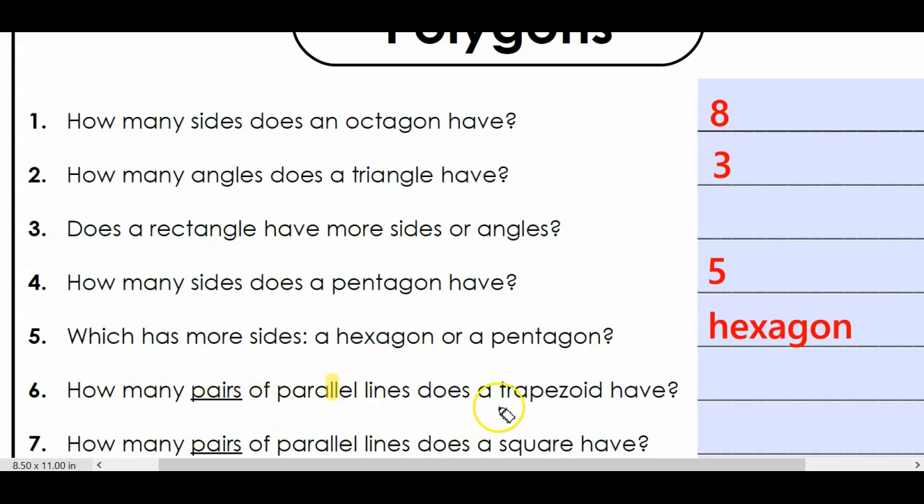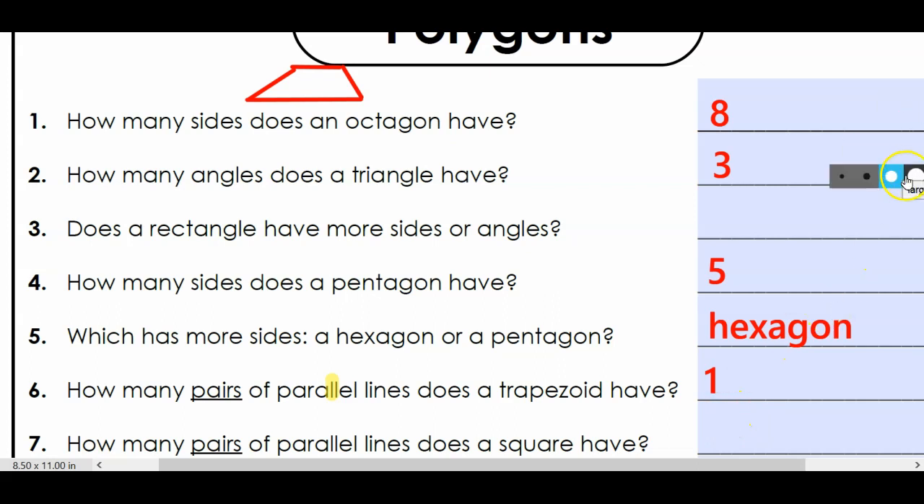So look, how many pairs of parallel lines does a trapezoid have? 2, yes. Oh, my bad, sorry. 1. Because a trapezoid looks like this. Watch. That's what a trapezoid looks like. So look, the top and the bottom are parallel, not the right and left. Whew, that was close.